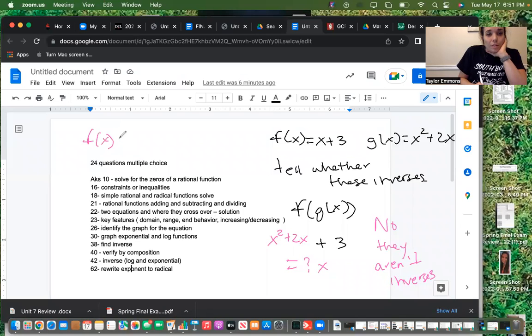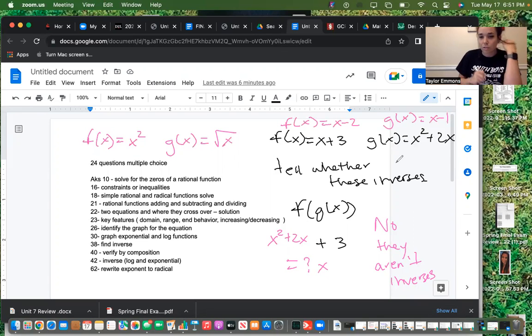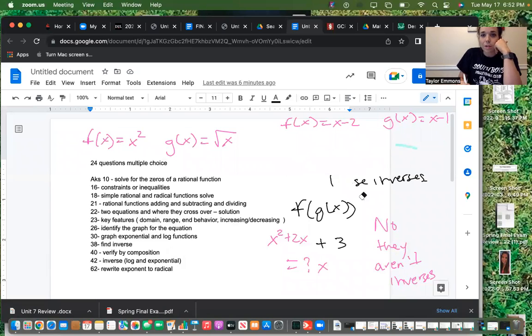So let's do f of x equals x squared, and g of x equals the square root of x. Do you mean, Taylor, f of x equals x minus 2 and g of x equals x minus 1? Is that what you're saying? Okay, so if I had that, we're going to try to see if those are inverses of each other.